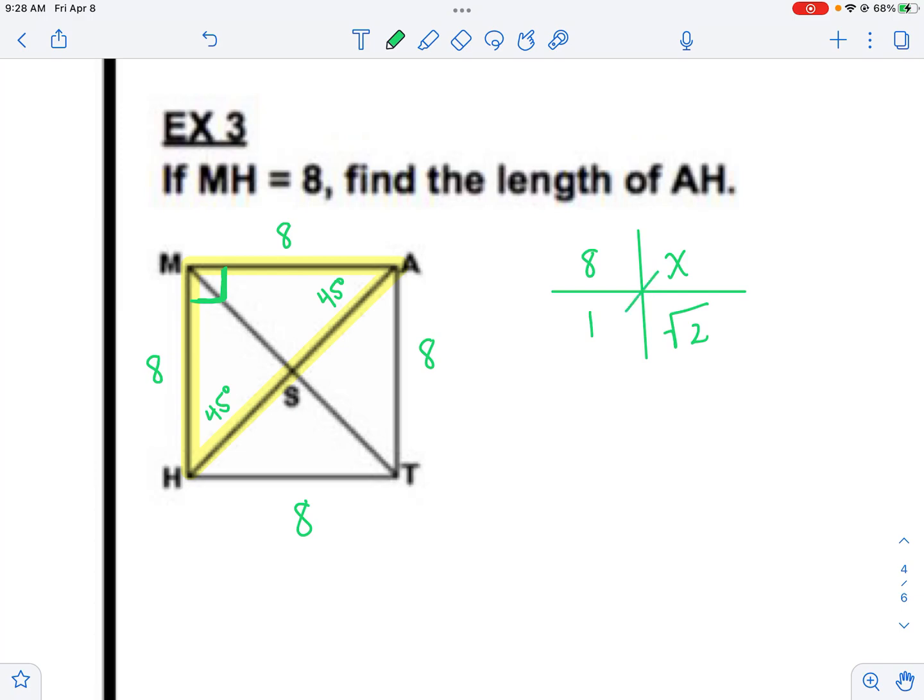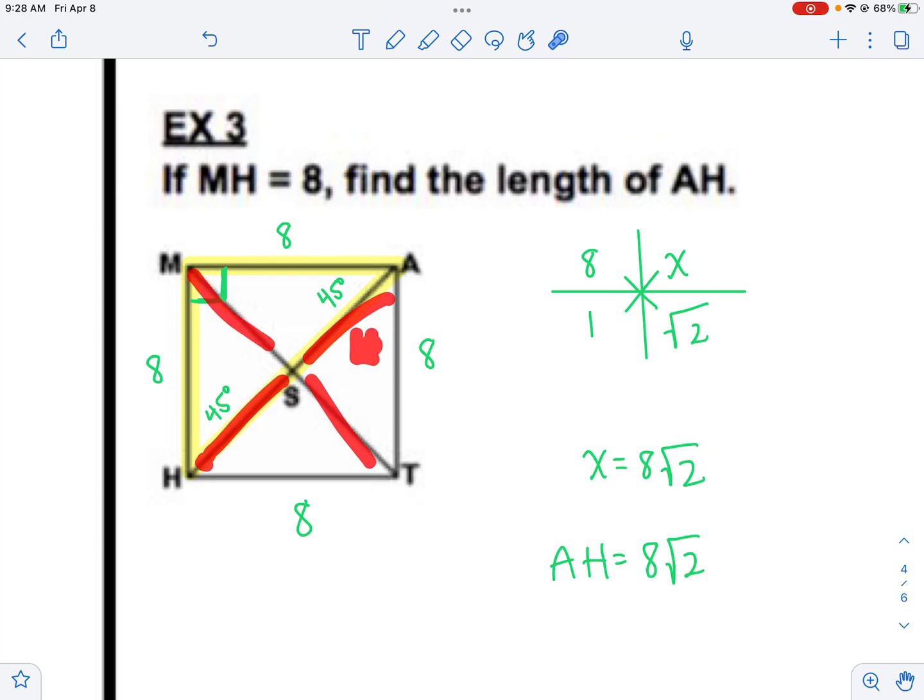Now I'm just going to cross multiply. X times 1 would be x equals 8 times root 2, which is 8 root 2, and then that's it. So AH equals 8 root 2. Now, if I know that this whole diagonal is 8 root 2, then I know that this other diagonal is 8 root 2. If I asked you to find each piece, just ask yourself, what's half of 8 root 2? That would be 4 root 2. That's it.